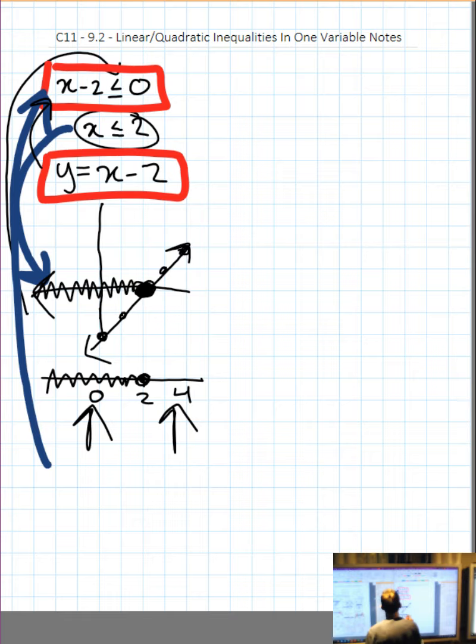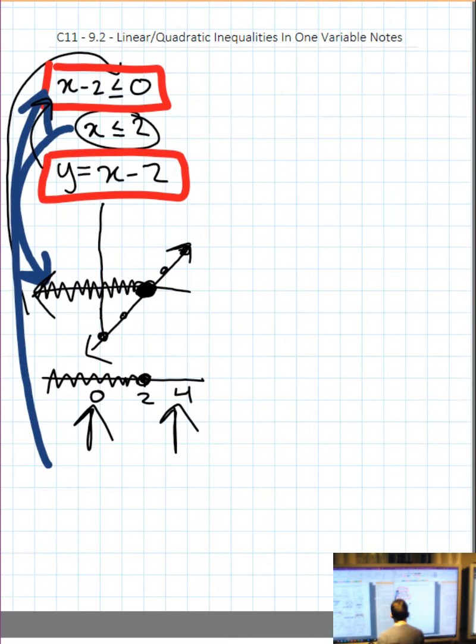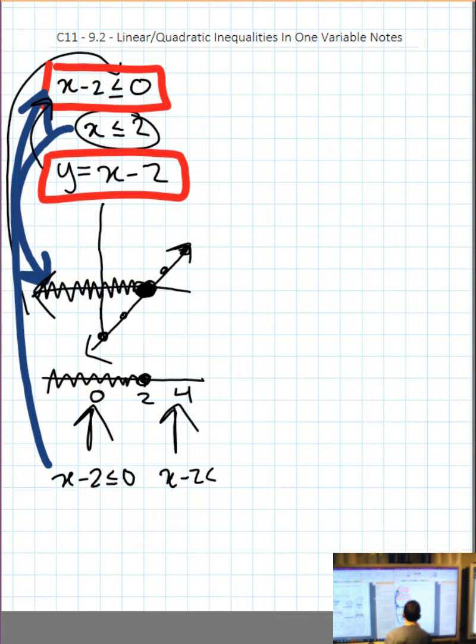Obviously, we only introduced y to graph it, and we only graphed it to more easily allow you to do the harder questions in the future. You wouldn't graph this one. You'd only draw the number line. But let's write that equation down side by side twice. So we have x minus 2 is less than or equal to 0. And again, x minus 2 is less than or equal to 0.